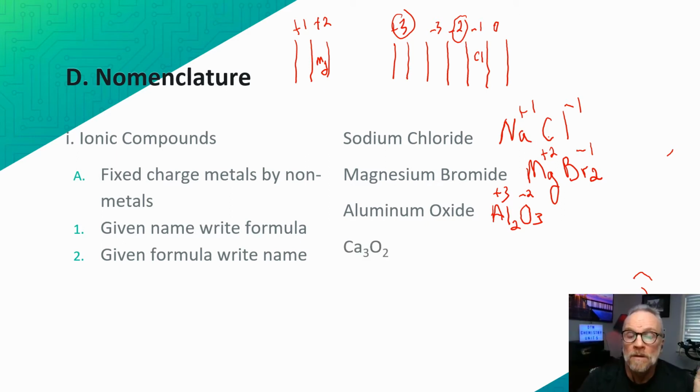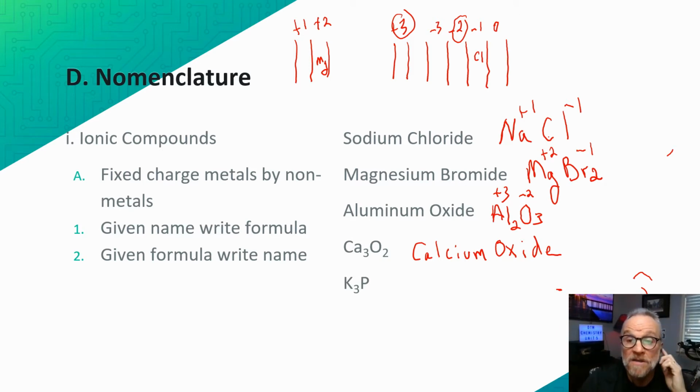Okay. So now, if we are given the formula, we write the name. So here we have calcium and oxygen together. So you write down the name of the metal and the name of the nonmetal with an -ide suffix. So this is calcium oxide. Okay, let's do another one.